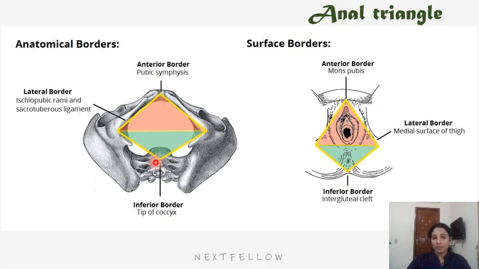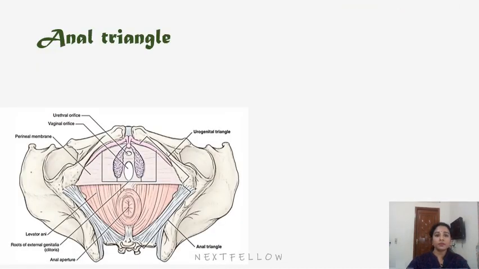It contains the anal canal in the midline. So in the midline is the opening of the anal canal, and on each side of the anal canal the ischiorectal fossa, which is otherwise called the ischioanal fossa, is present. So this is the basic idea about the anal triangle.